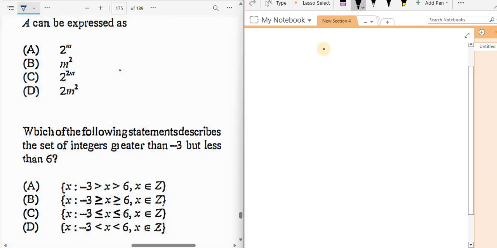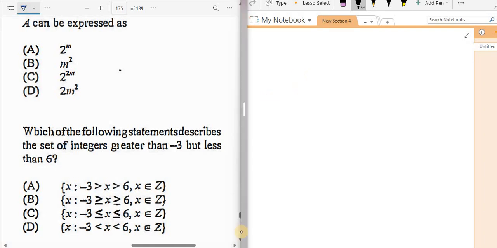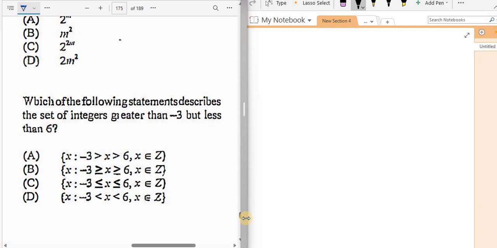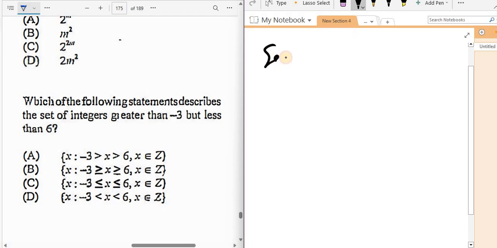Let's look at this one quickly. I have to stay focused because I was actually explaining it and give 2 examples. Which of the following statements describes the set of integers greater than -3 but less than 6, right? The set of integers here is represented by what?